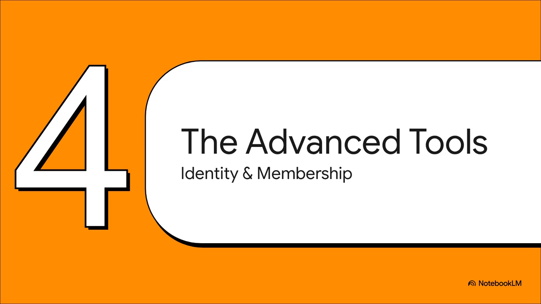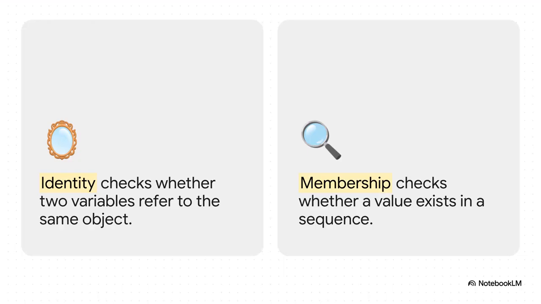All right, Section 4, the advanced tools. As you level up as a Python builder, you're going to need some specialized power tools for handling memory and binary tasks. Now, pay close attention to the difference here. Identity operators, using the words is or is not, check if two variables are pointing to the exact same physical object in the computer's memory. It's about identical existence. Membership operators, on the other hand, using in or not in, are just checking if a value exists somewhere inside a sequence. Like, is the letter A inside this word? They sound kind of similar, but they do completely different jobs under the hood.